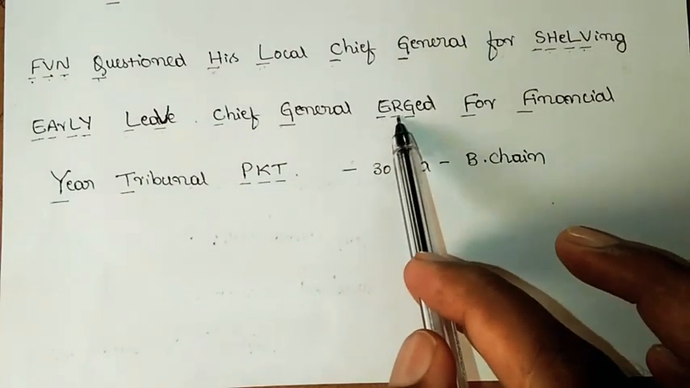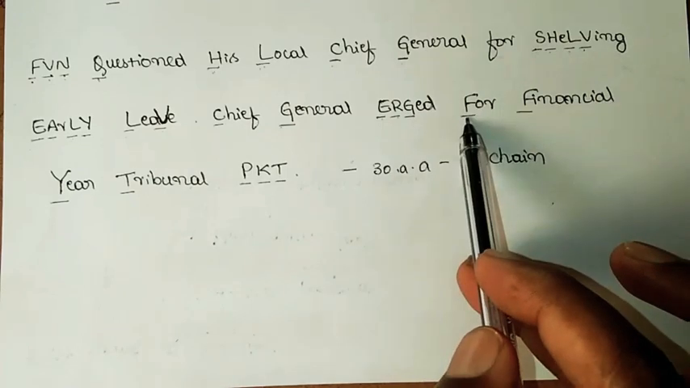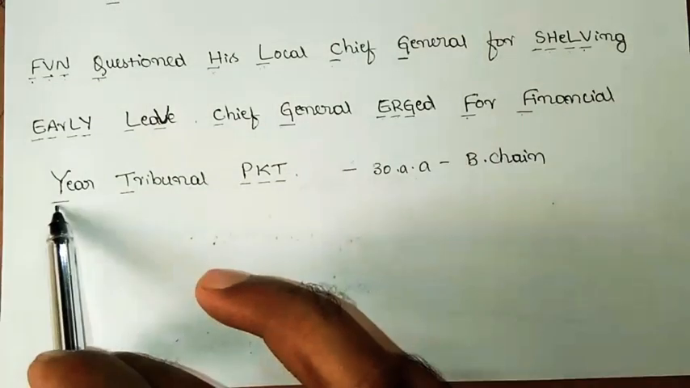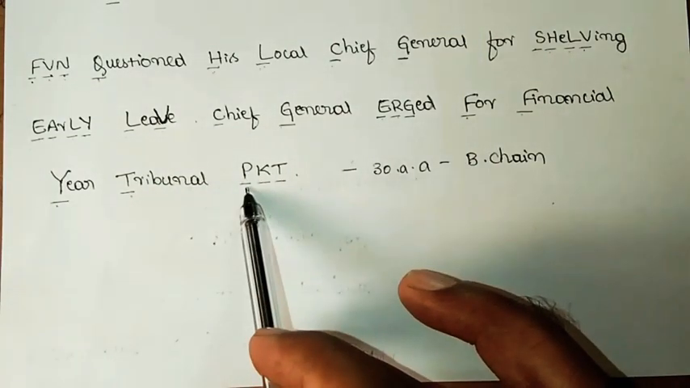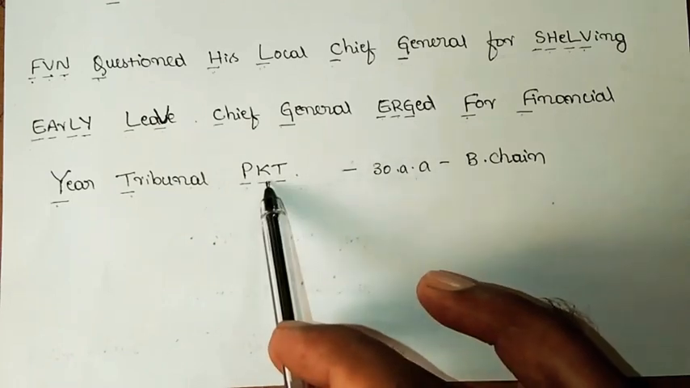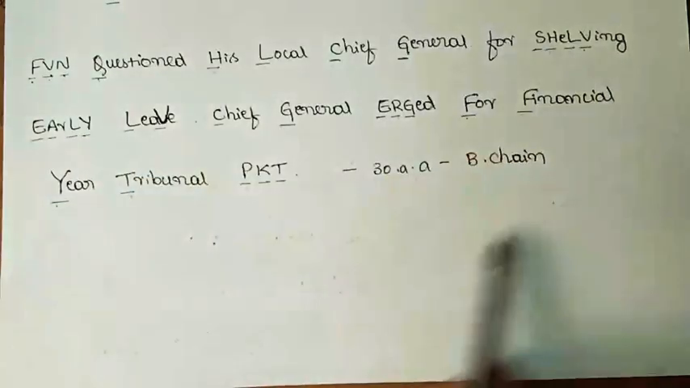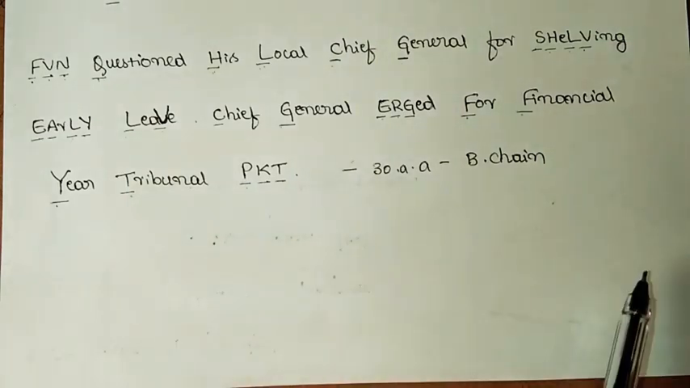E for glutamic acid, R for arginine, G for glycine, F for phenylalanine, F for phenylalanine, Y for tyrosine, T for threonine, P for proline, K for lysine, and T for once again threonine. So totally 30 amino acids are present, and now we shall see the amino acid sequence and the number of disulfide bonds present in the insulin.